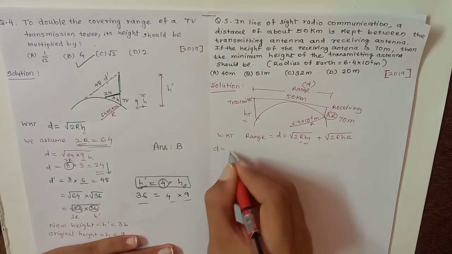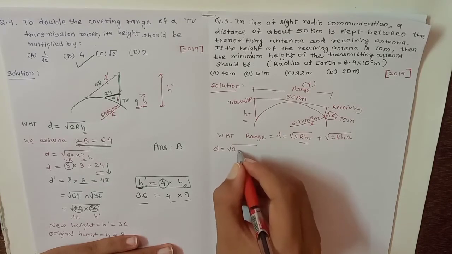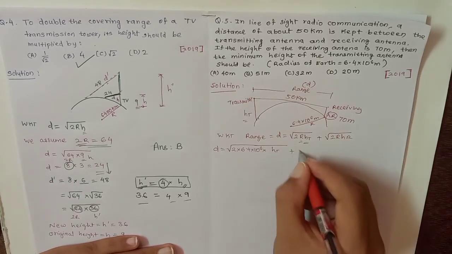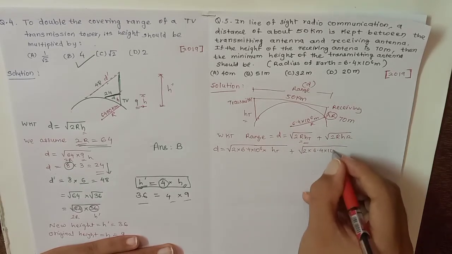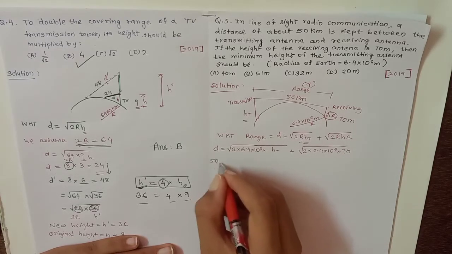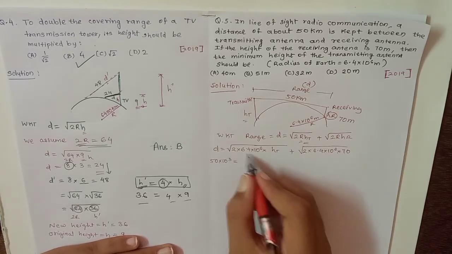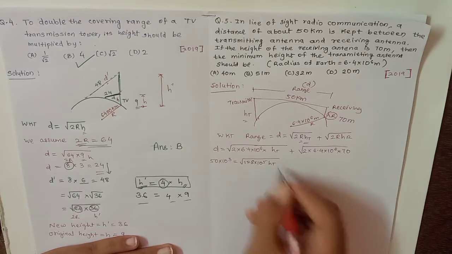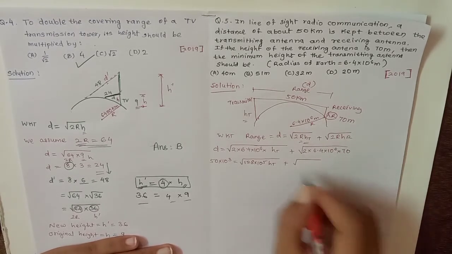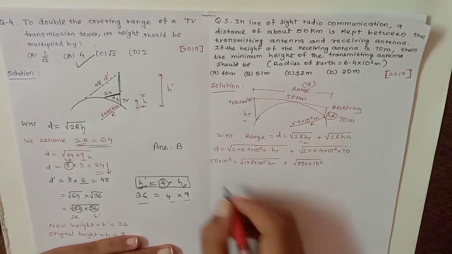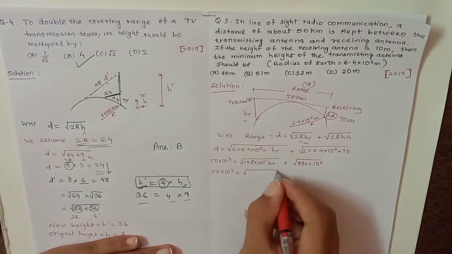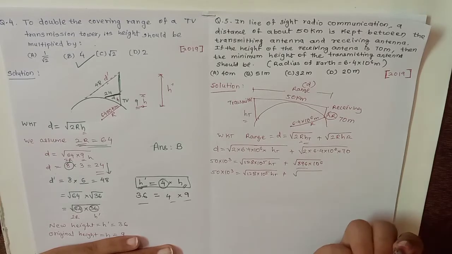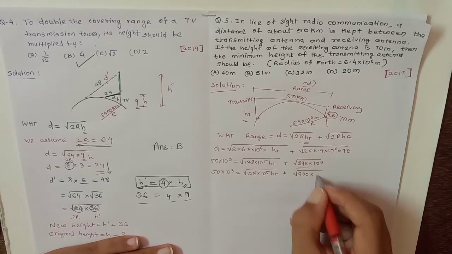Now let us calculate. D will be equal to square root of 2 into 6.4 into 10 raised to 6 into HT, which we have to calculate, plus square root of 2 into 6.4 into 10 raised to 6 into 70. D is 50 into 10 raised to 3, which is equal to square root of 12.8 into 10 raised to 6, we can also write 128 into 10 raised to 5 HT, plus 2 into 6.4 into 70 is 896 into 10 raised to 6. We assume 896 as 900 into 10 raised to 6.